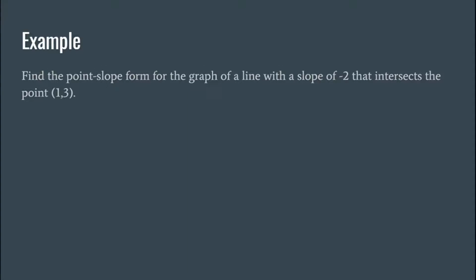Here's an example. We're going to find the point slope form for the graph of a line with a slope of -2 that intersects the point (1, 3). We've got all the parts, right? We have the slope, which is our m, and we have our ordered pair, x, y, that's going to go into x sub 1 and y sub 1. Substitute it in, and that's it. We're done, because we only want to go as far as the point slope form, and this is it. This is a lot simpler than you thought it was.